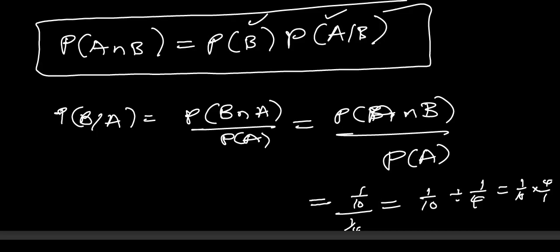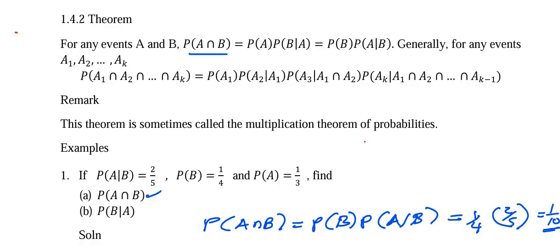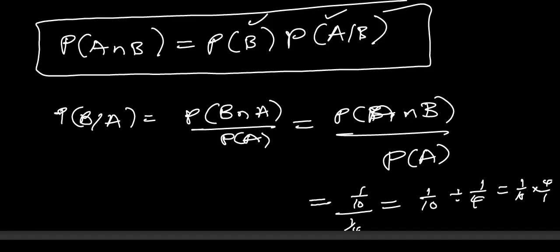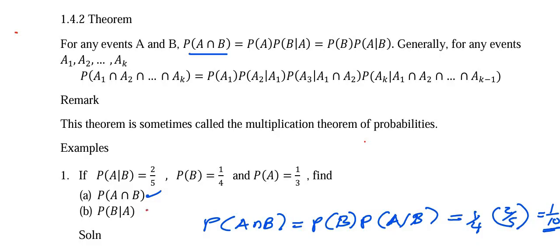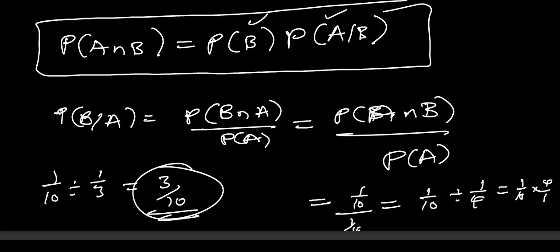Pardon? The probability of A, oh, it's 1 over 3. Yes, thank you. 1 over 3. So it's 1 over 10 divided by 1 over 3. So this is going to be 3 over 10, right? Yeah, this is going to be 3 over 10. Thank you for that correction. This is supposed to be a 3 here.